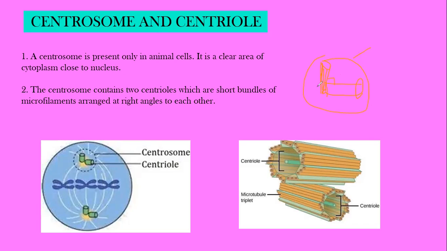So centrioles are produced of these microtubules or microfilaments, right, which is arranged at 90 degree. But ये दोनों centriole जब मिल जाता है तो we get centrosome, right? There are no centrosomes or centrioles in the plant cells.